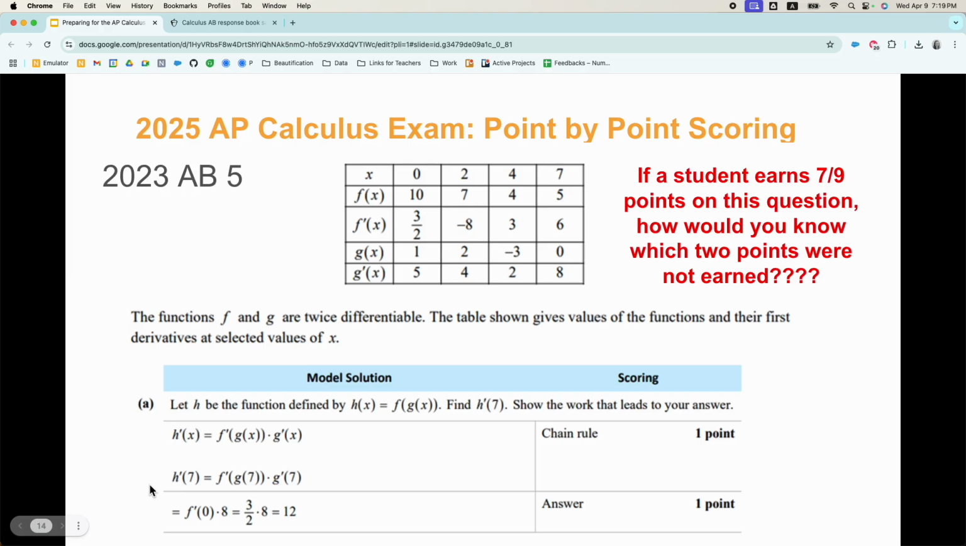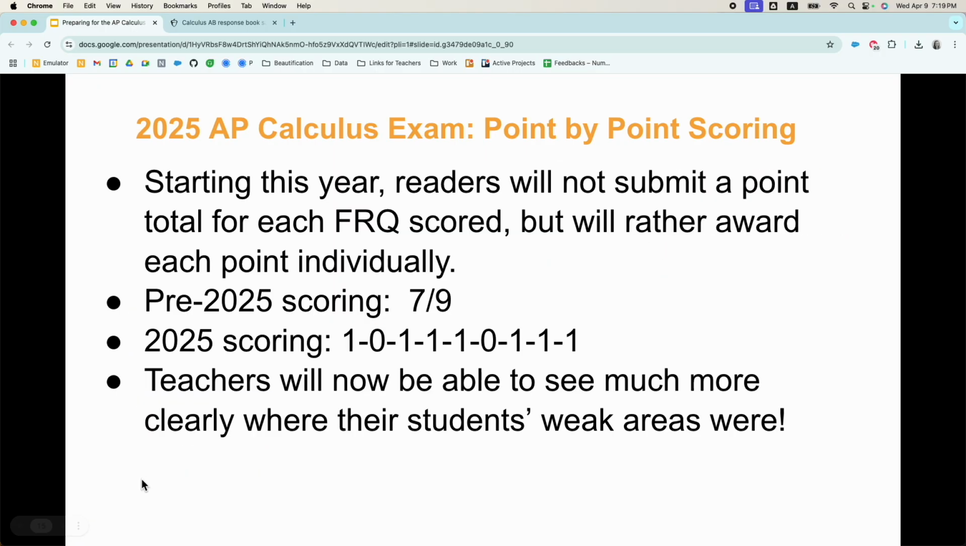When we get our reports in the summer saying, here's how our students did on AB5, if our average is a 7 out of 9, how do we know where they didn't do well? I mean, was it that they couldn't do basic arithmetic for that second point? Was that it? Or did they not know the chain rule? Or maybe it was in a completely different part of the problem. We have no idea, right? And so when we're trying to improve our teaching from year to year, having an average of 7 out of 9 just means, well, they did well, but I don't know where they didn't do well.